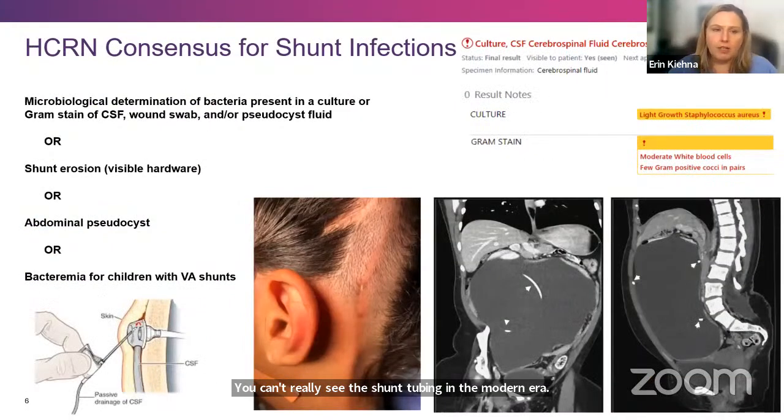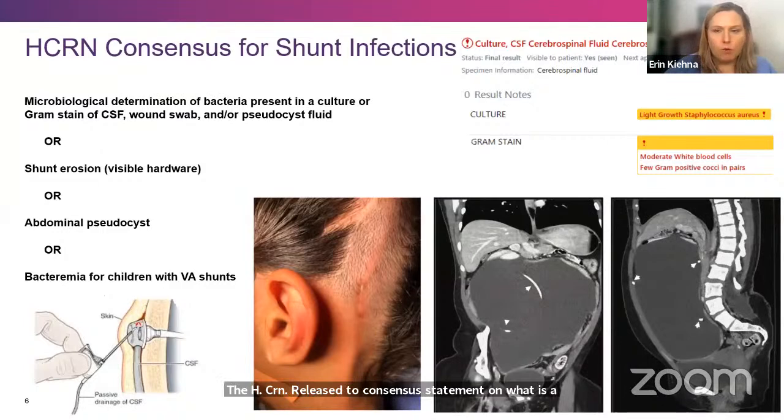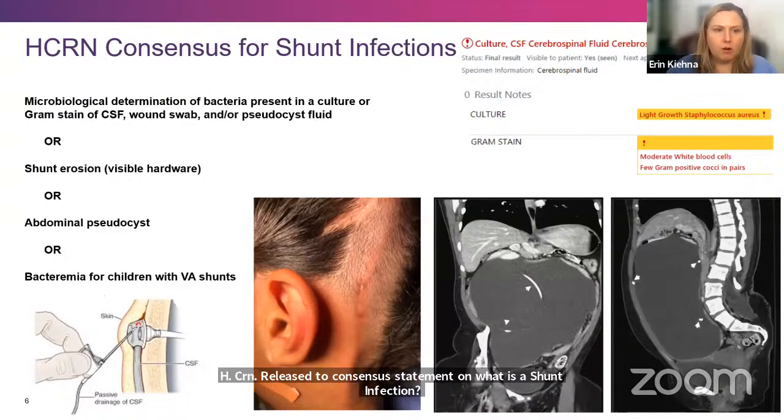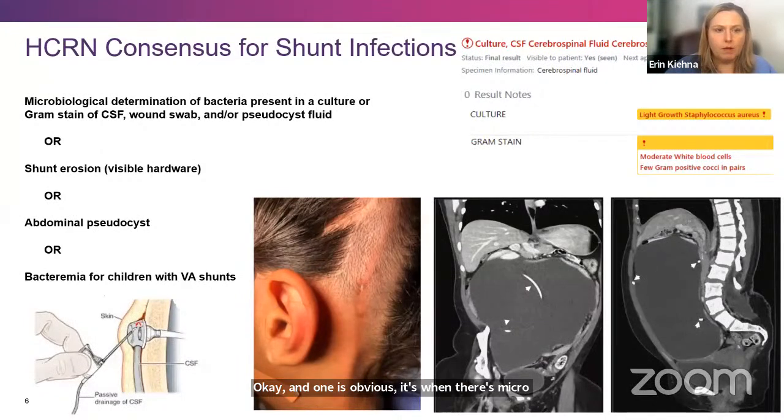The HCRN released a consensus statement on what is a shunt infection, okay? And one is obvious. It's when there's microbiological determination of bacteria present in the culture. So gram stain of the CSF, a wound swab, which be very, very careful with. I always say prep the skin before you do a wound swab, and or pseudocyst fluid. Shunt erosion or visible hardware, it can often be hard to see.